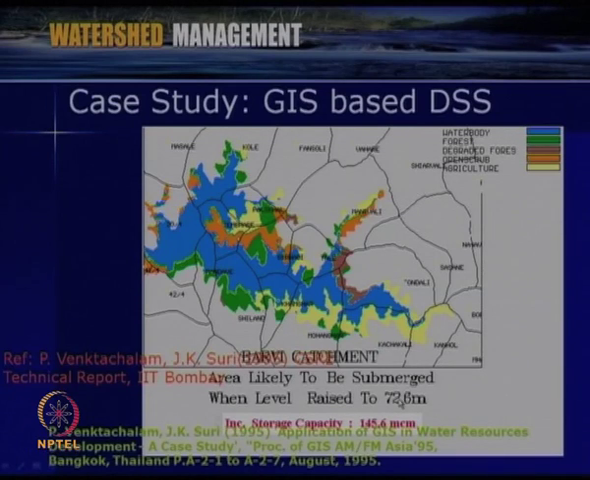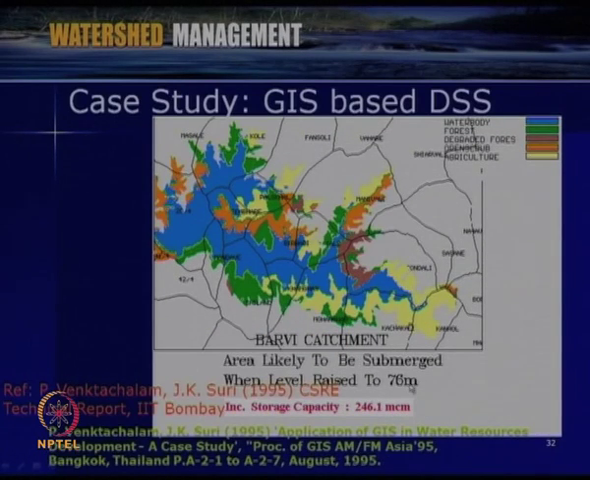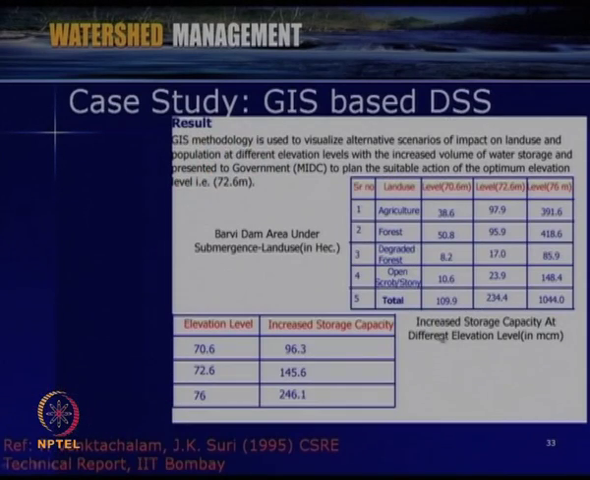Then if the level is raised to 72.6, then the storage capacity goes to 145.6 million cubic meter, and you can see which areas will be flooded. And then again if it is increased to 76 meter, then how much area will be flooded. So, like that the studies were conducted by the experts.